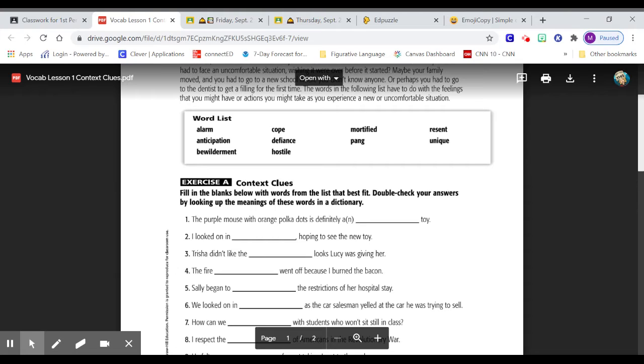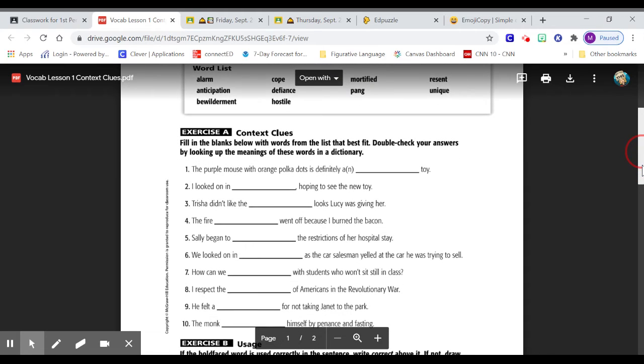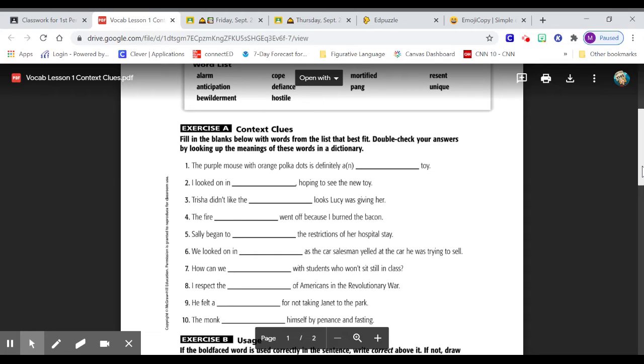So if you look at number 1, it says the purple mouse with orange polka dots is definitely a blank toy. If we look at this list, we would see that the word unique means different. And I would say a purple mouse with orange polka dots is definitely a different type of toy. So you would write the word unique on the line, and then you will just continue on. There are only 10 questions with these, so you'll use each of these words only once. You will not repeat using the words.